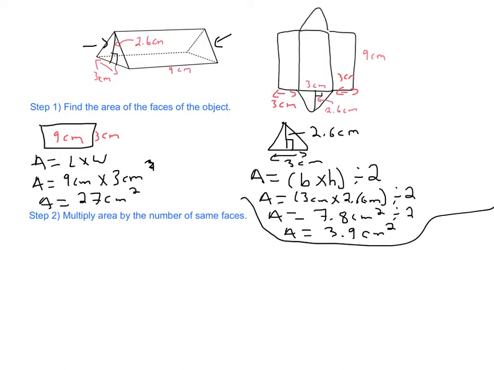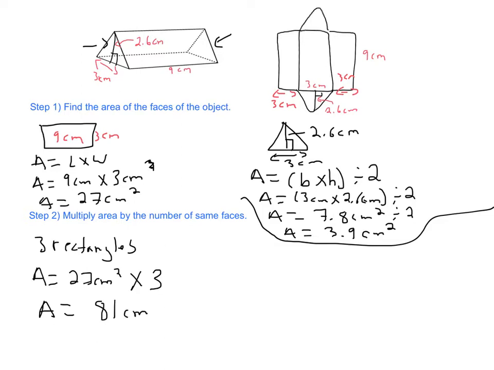Now step 2 then says multiply the area by the number of faces, of the same number of faces, sorry. So when we look at our picture, what it means is this rectangle here, how many of those were there on this triangle? Well, we know there's 1, 2, 3. So we're going to look at it and say, okay, we have 3 rectangles, which means that we're going to take our area of 27 centimeters squared and multiply it by 3, which gives us the area of all our rectangular faces, 81 centimeters squared.